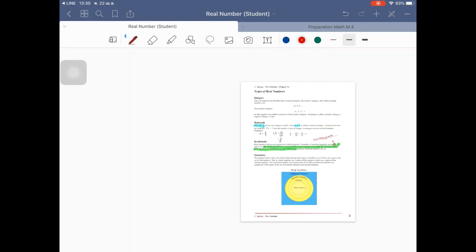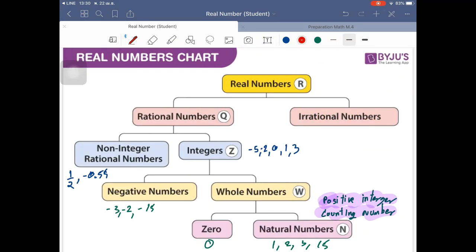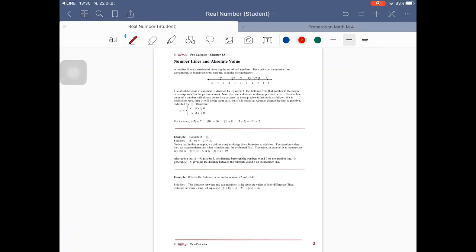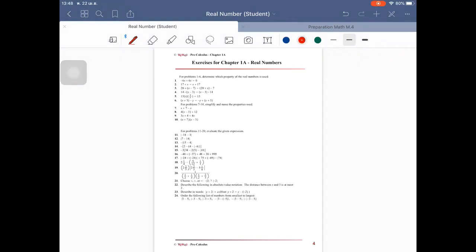So these are the types of real numbers. That's it. This topic is trying to teach you how to categorize the types of real numbers. Let's continue to the next topic, number line and absolute value, in the next video.